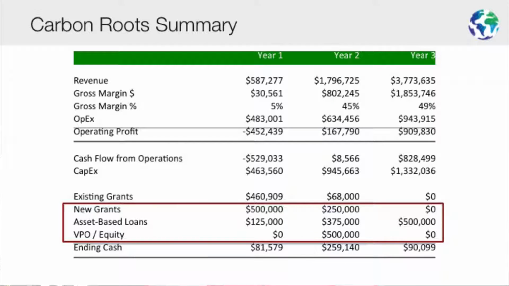So again, referencing back to Carbon Roots, you'll remember those are the guys in Haiti that are making the green charcoal. This is a summary of their financial projection for the next 3 years, and you can see there's a lot of things going on here.